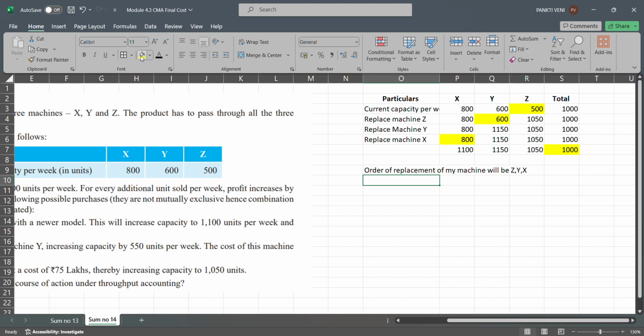Okay. I hope you are comfortable with these two sums. The next two sums I'll record in another video lecture.